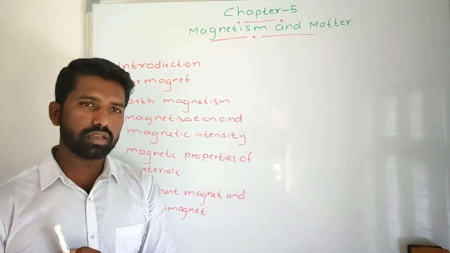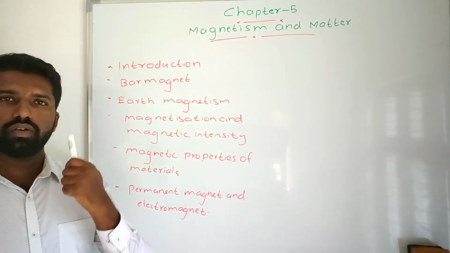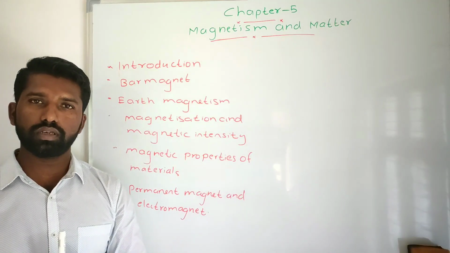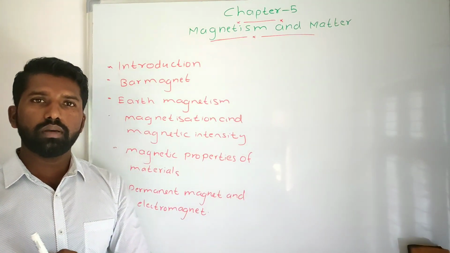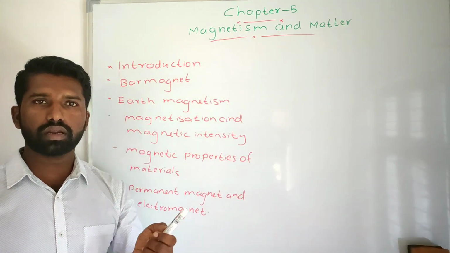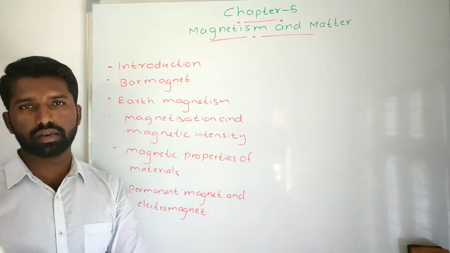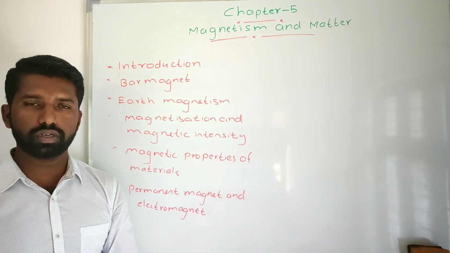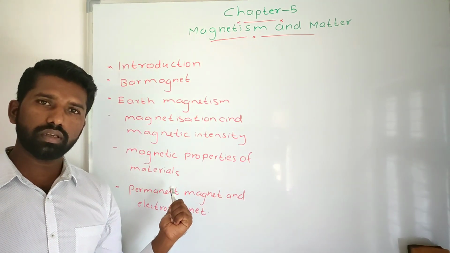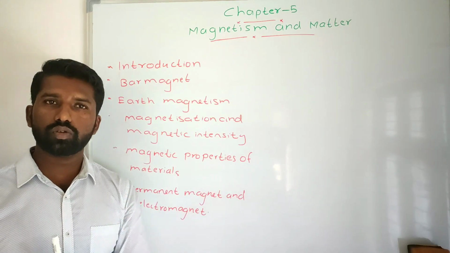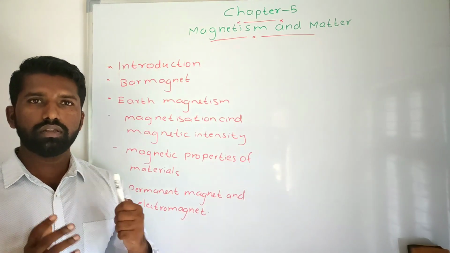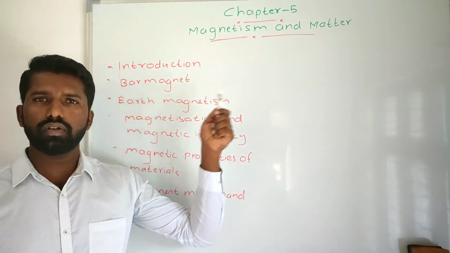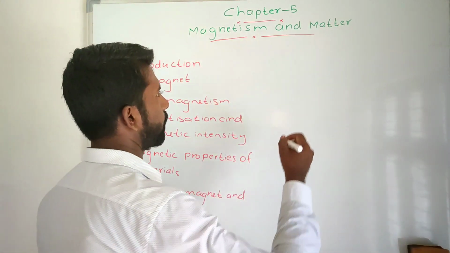And the magnetization and magnetic intensity we will study next. After that, magnetic properties. In the magnetic properties we are going to study the material classification, that is the diamagnetic, paramagnetic and ferromagnetic substances, and the hysteresis loop. Finally we will study what a permanent magnet and an electromagnet are. This is about the topics we are going to study in this chapter. And first we will see the introduction.